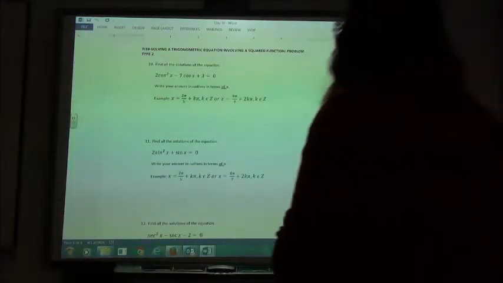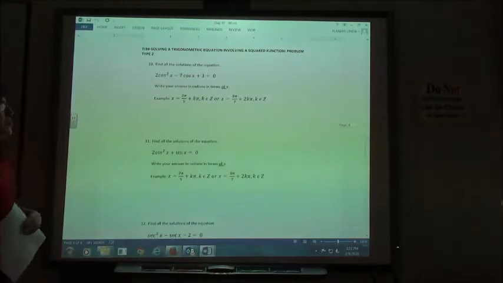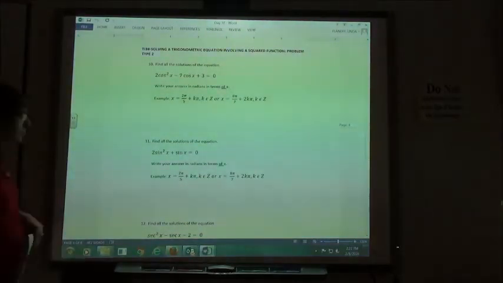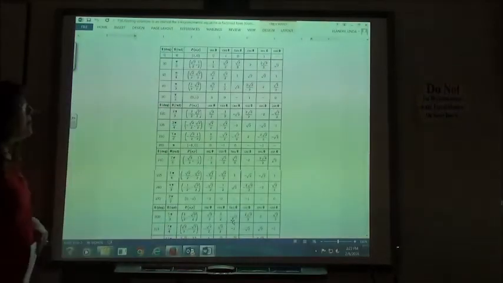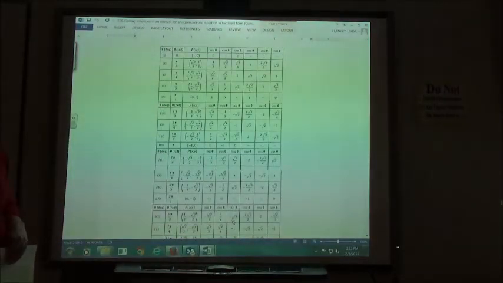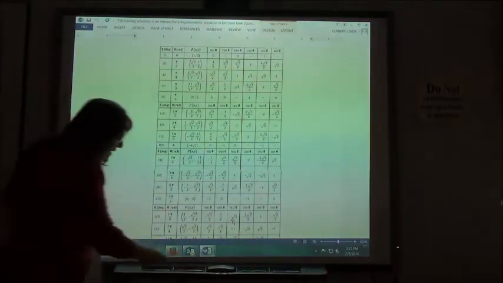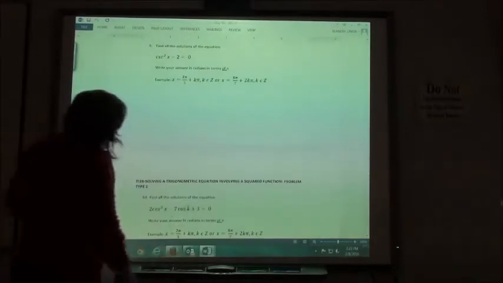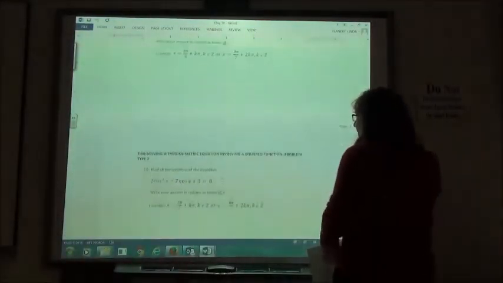Numbers 10, 11, and 12 involve solving a trigonometric equation with a squared function. These ones we're going to solve by factoring them out. Again, I want to have my table handy so that when I'm done solving for sine, cosine, tangent, whatever it may be, I can look up my values from my table. Going back over here to number 10, because my board moved.